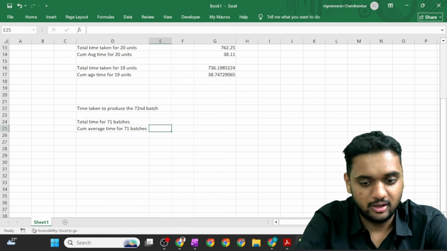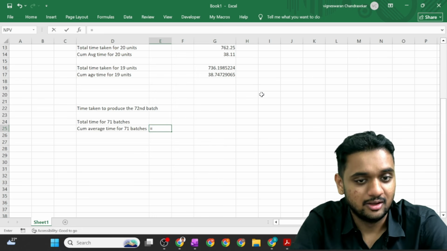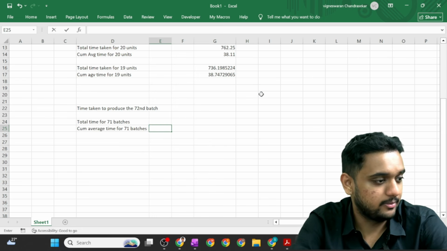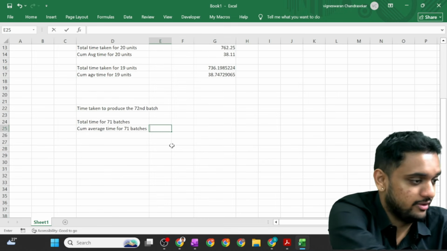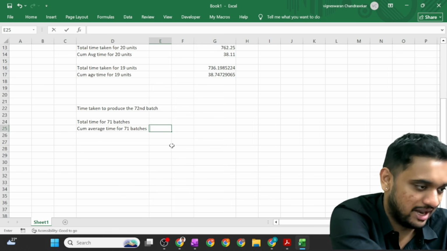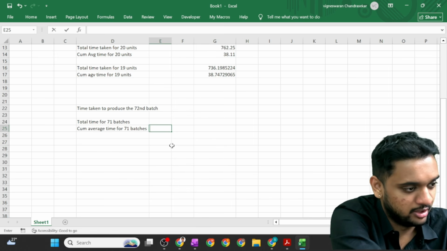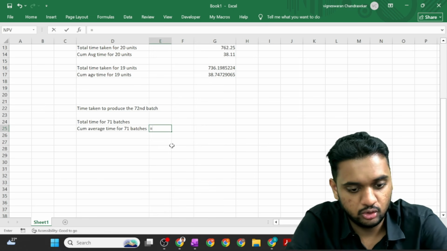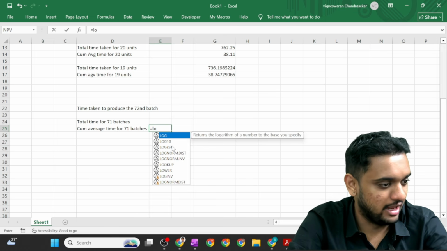Now come here. Equal to, what is the formula? First, you have to find the log. What is the learning rate? The learning rate given is 90%. Leave it here. Come above, separately, find it here and keep it. Come here, select a random cell. Equal to log. LOG, it came. Press this.